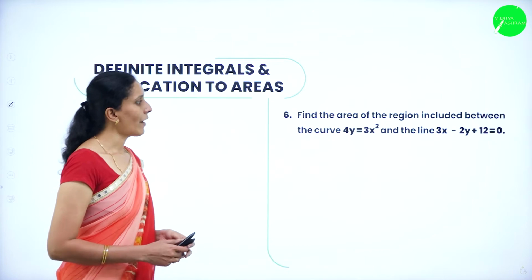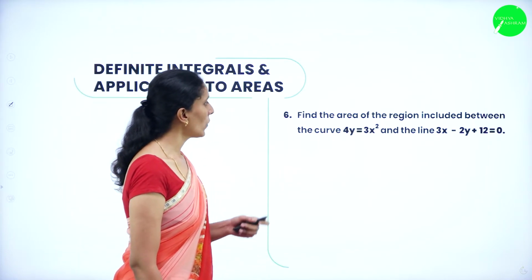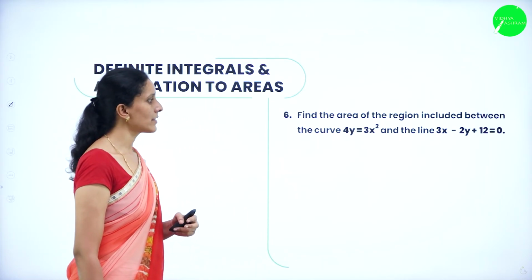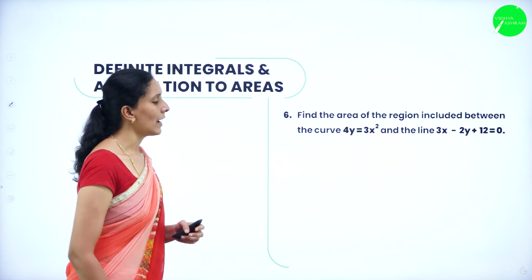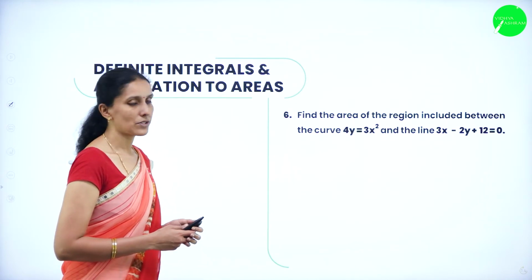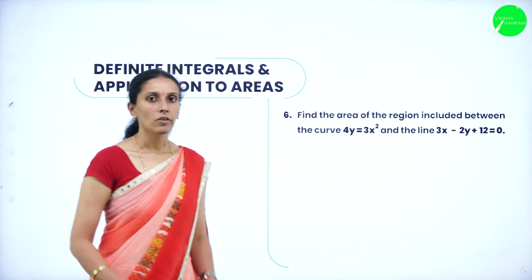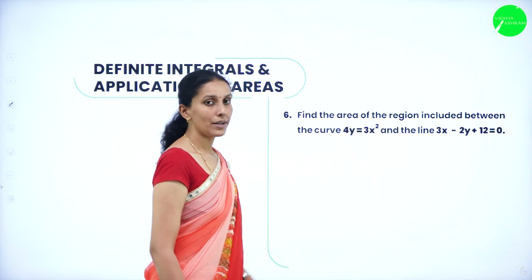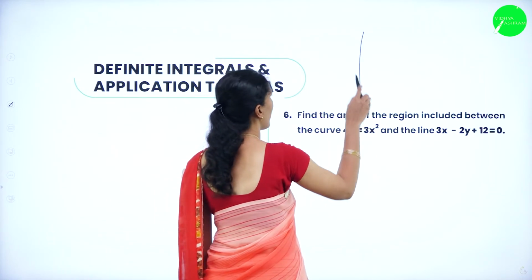Next one. Find the area of the region included between the curve 4y is equal to 3x square and the line 3x minus 2y plus 12 is equal to 0. So clearly you can see this is 4y is equal to 3x square, that is an upward parabola.